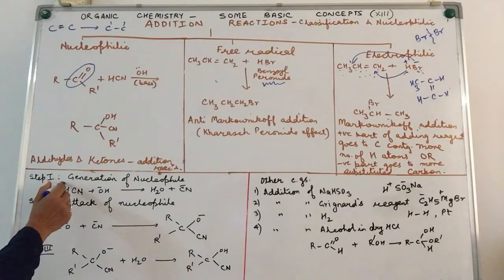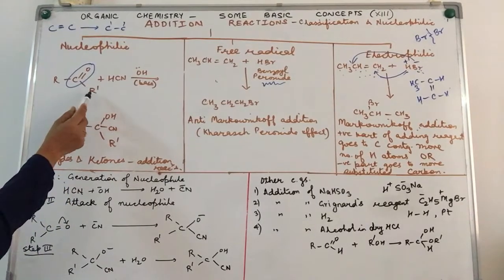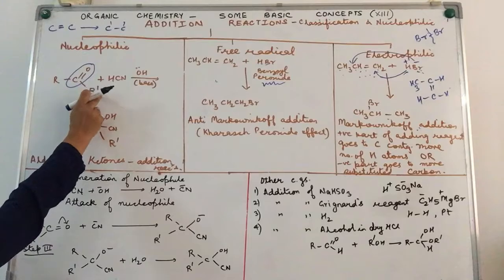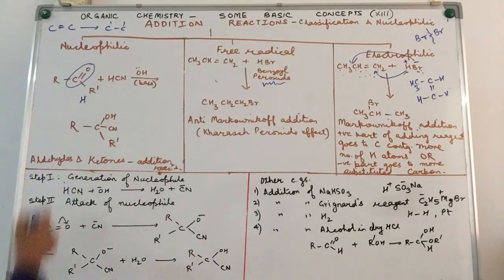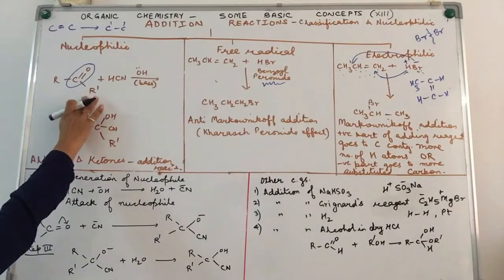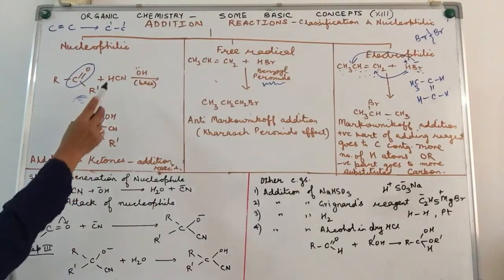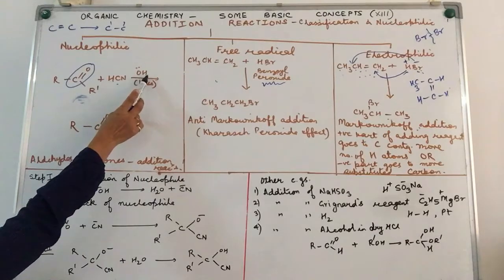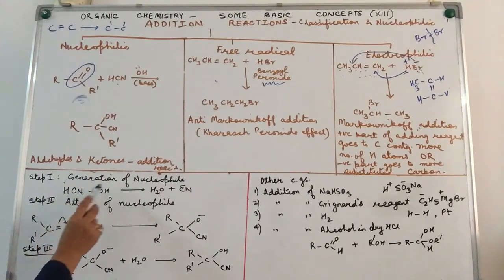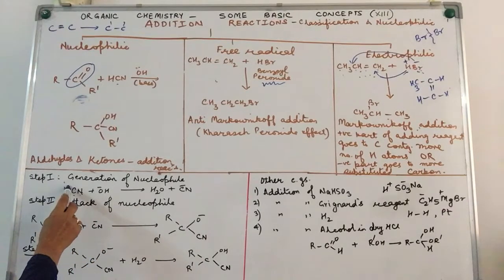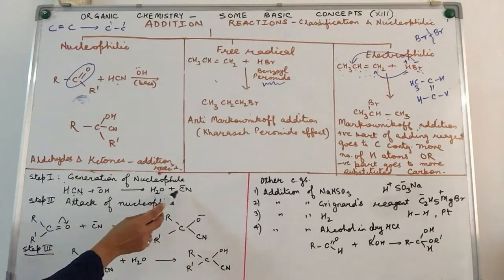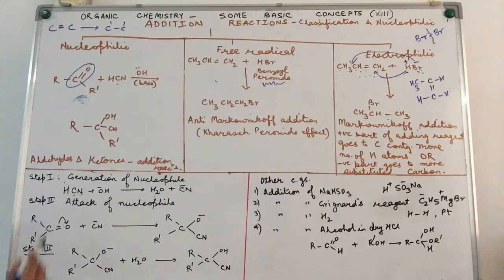Taking a very simple example over here, you have a ketone. You can also take an aldehyde. If I replace this R dash by H, then it becomes an aldehyde. So the ketone or the aldehyde undergoes nucleophilic addition of HCN in the presence of a base. How is the nucleophile generated? We see in the first step, in the presence of a base, HCN loses its proton from here, forms water and cyanide ion.